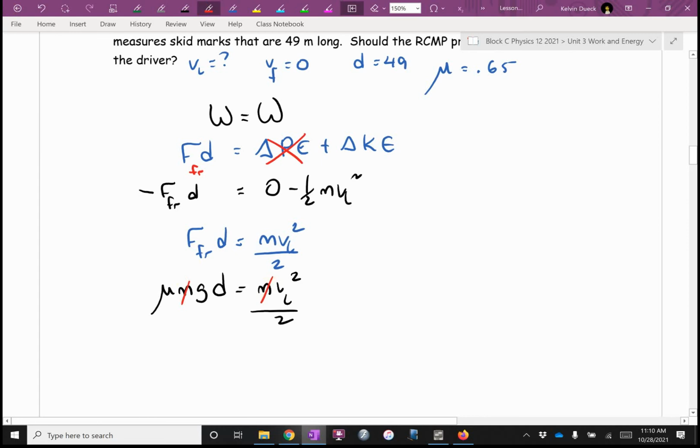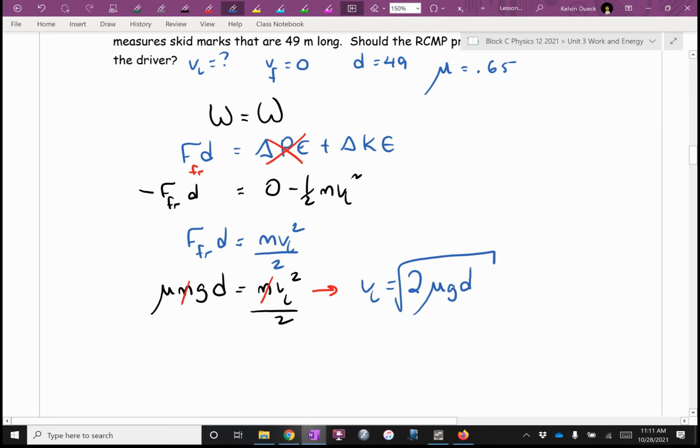What am I trying to get by itself? And then I'm willing to bet if you're a car crash scene investigator, the same way you've all memorized VF equals VI plus AT, this is probably one they have at their fingertips. VI is the square root of 2 mu g d. That's the car crash equation.